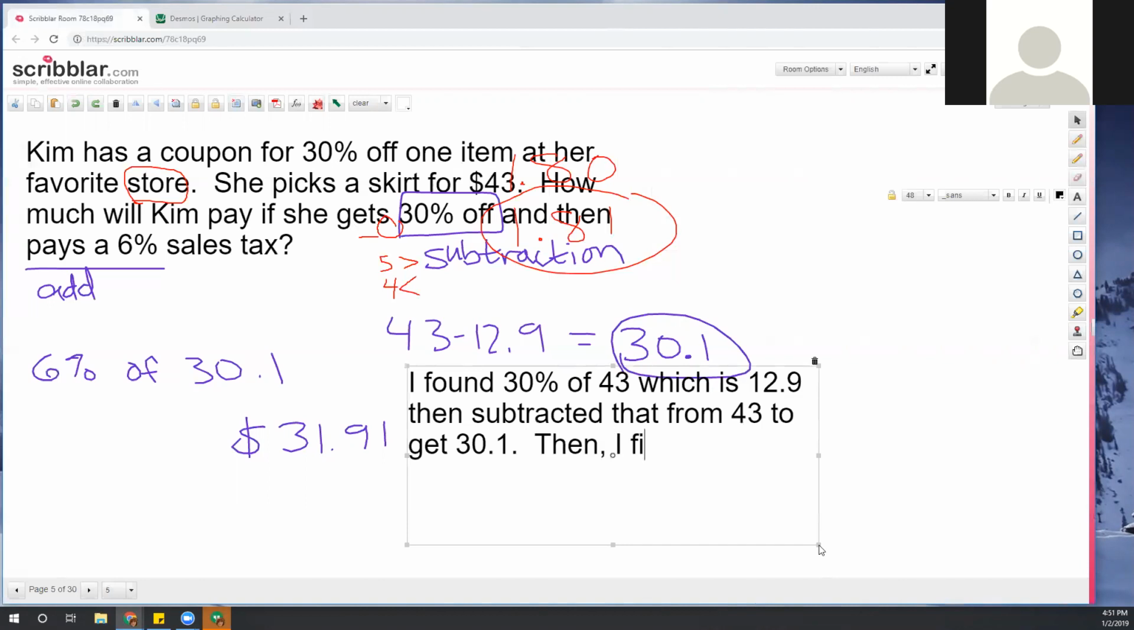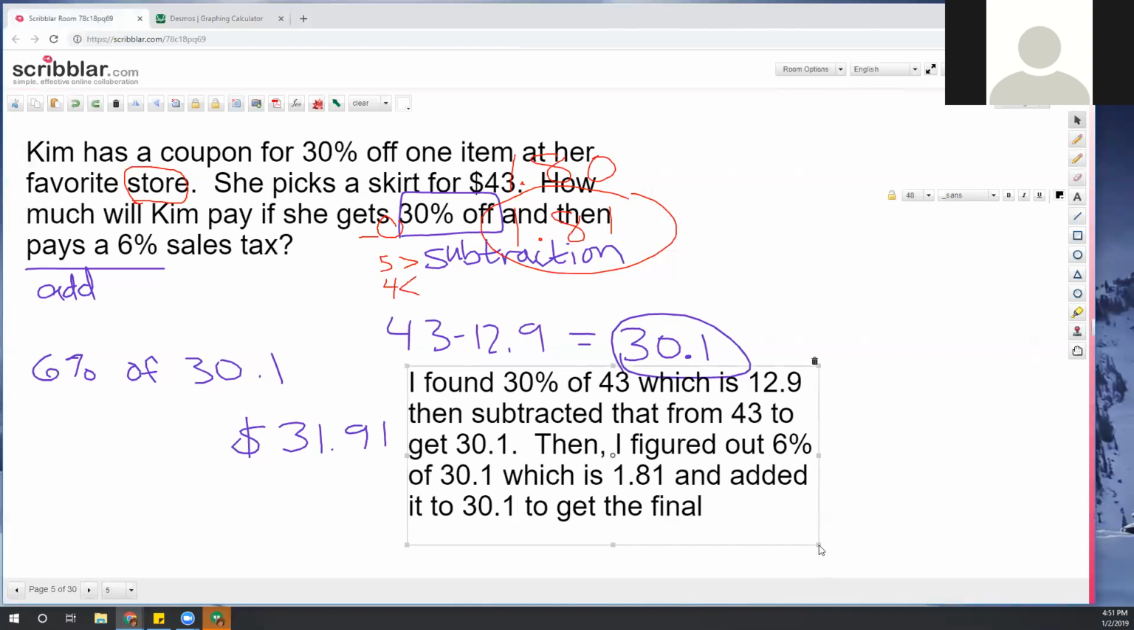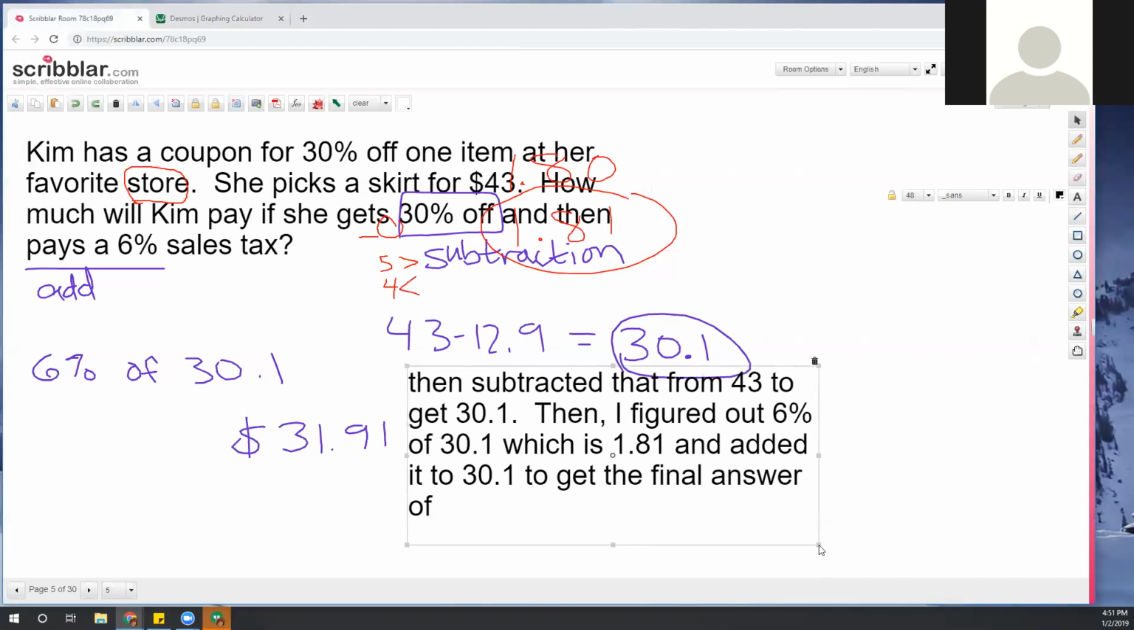Then I figured out 6% of 30.1, which is 1.81, and added it to 30.1 to get the final answer of $31.91. It doesn't have to be exactly like this. This is just one way. Sorry, I keep trying to hit the decimal and hitting something else. Okay, 31.91.